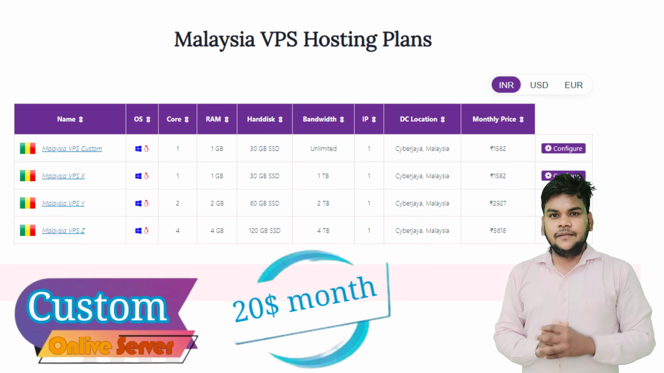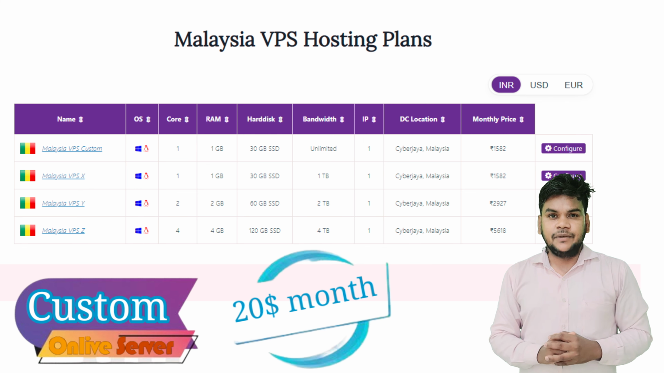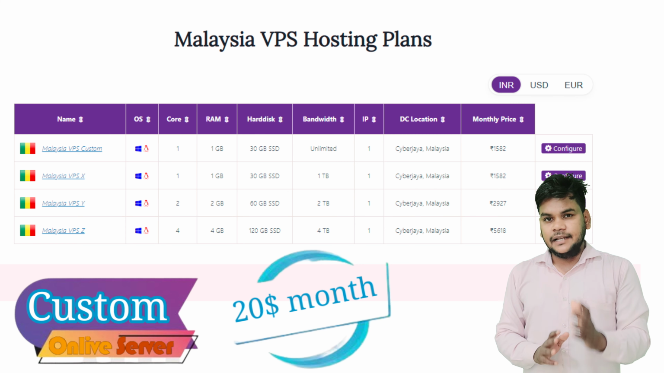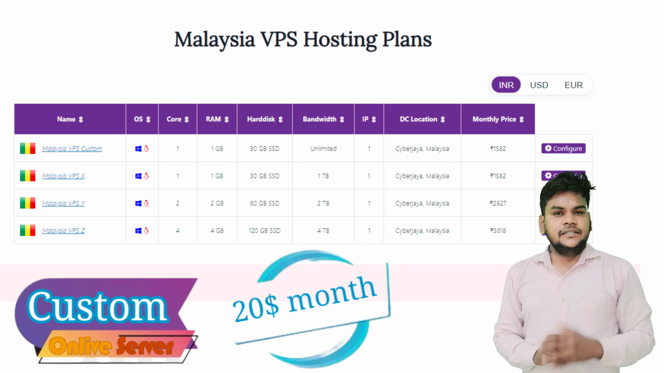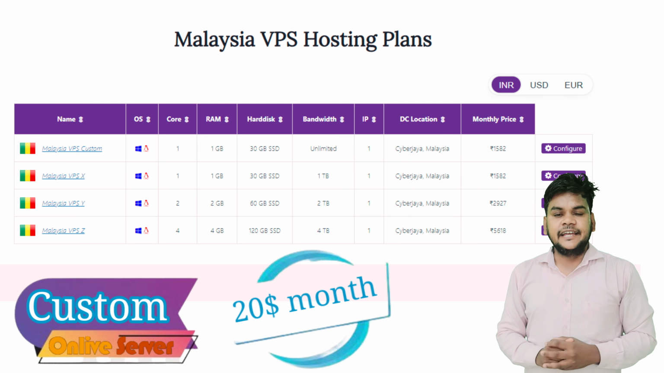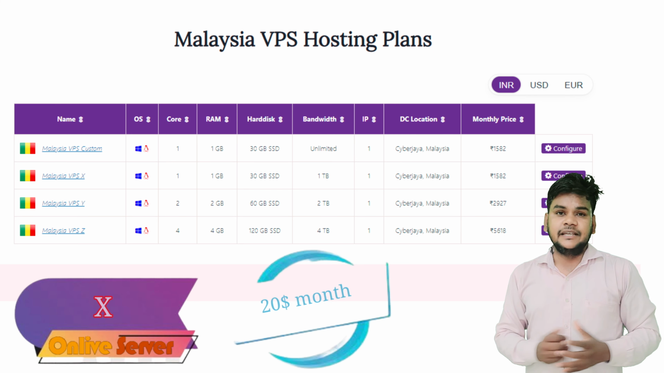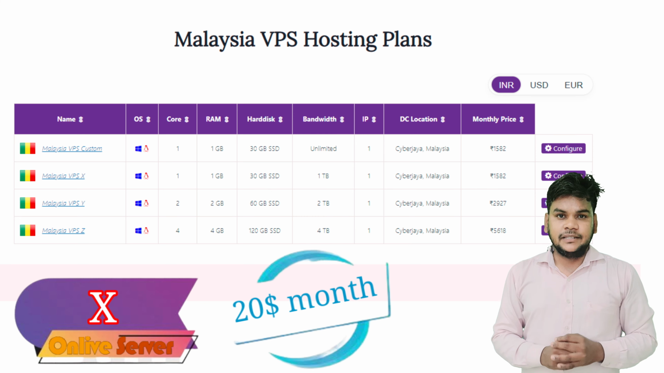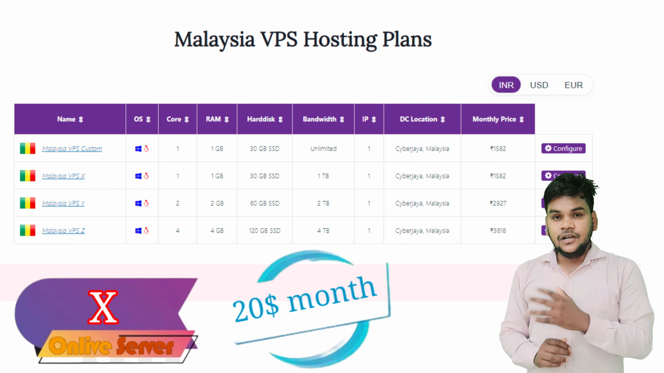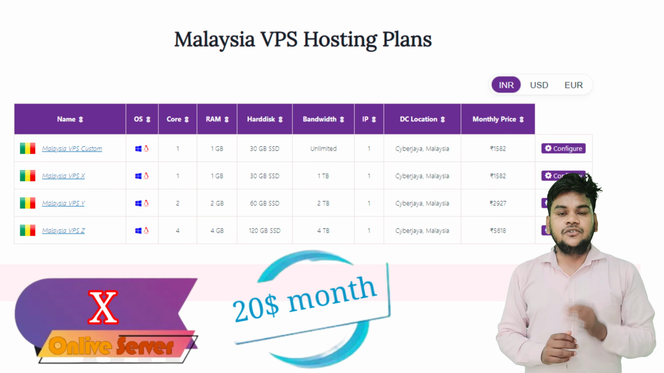So friends, the first plan is custom, and the cost of this plan is only $20 per month. In this plan you will get 1 core, 1 GB RAM, 30 GB SSD storage and unlimited bandwidth. The second plan, plan X, costs the same, $20 per month. In this plan you will get 1 core, 1 GB RAM, 30 GB hard disk and 1 TB bandwidth, at $20 per month.